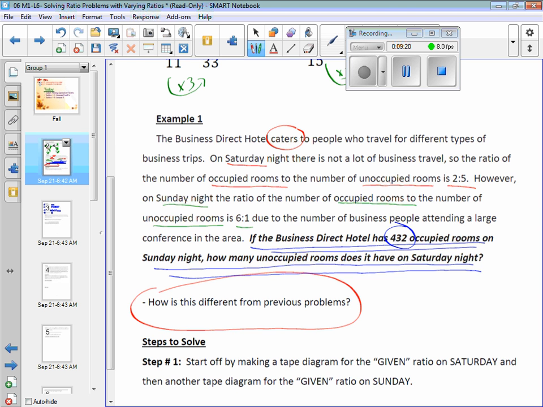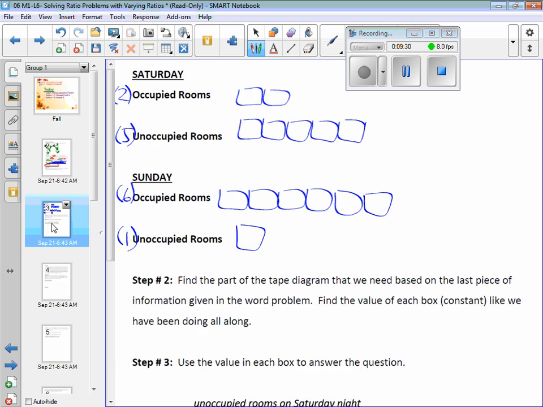What becomes difficult is you have to be a very, very careful reader. Because it's 432 of what? On what day? Saturday. Okay, so 432 occupied rooms on Saturday. Come up and show us what part of the tape diagram, and I'll have you work in red. Use your finger because I don't know what the red marker is.